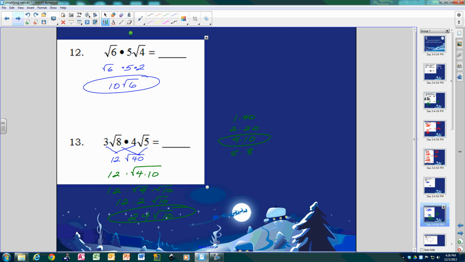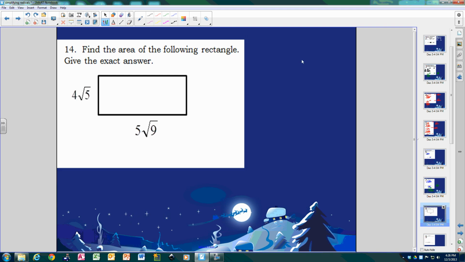All right. Now this one says give the exact measure. So they want us to find the area. Well, the area of a rectangle is the length times width. I know the square root of 9 is 3, so this really means 5 times 3, which is 15. So I know that my length is 15. I know my width over here is 4 square root of 5. Since the 15 and the 4 are both outside of the square root, I'm going to multiply that. 15 times 4 is 60. The square root of 5 is still there, so there's my answer. 60 square root of 5.